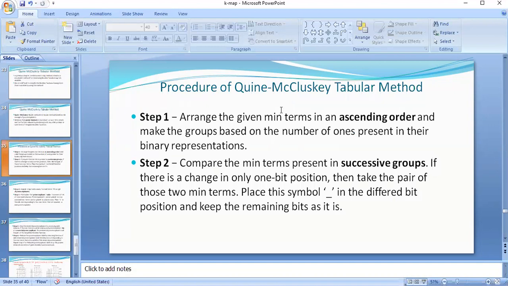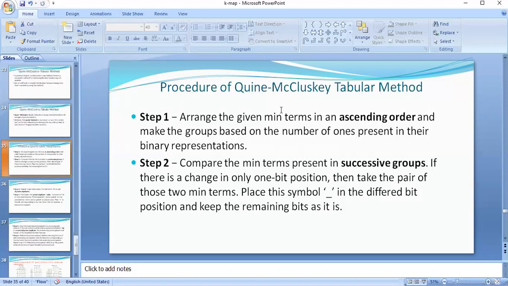If you want to get the simplified, minimized Boolean expression using the tabular method, you should follow these rules. For example, what is step 1? If the given function consists of min terms or max terms, for example min terms, the first step is to write those given min terms in ascending order.